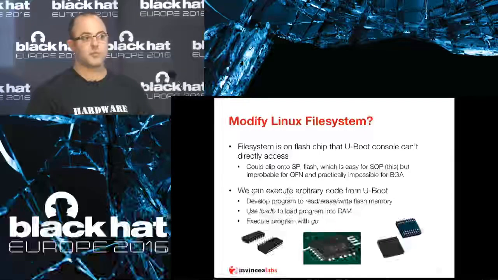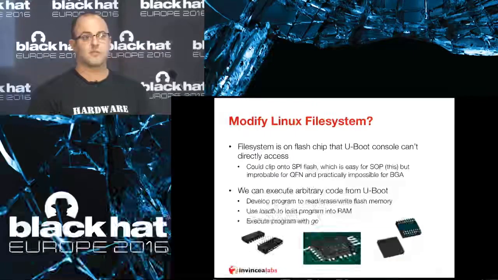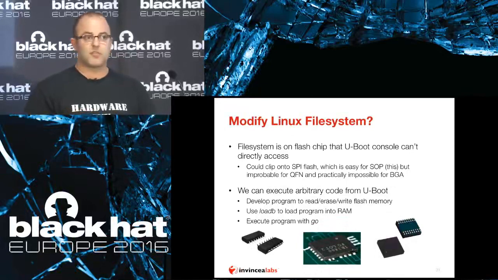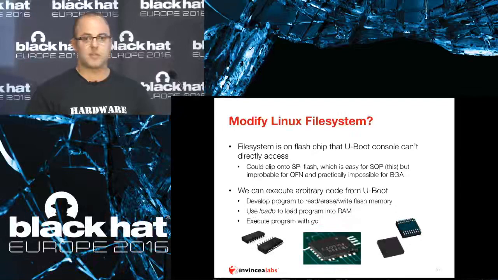A lot of the times in U-boot, there are functionalities for manually reading and writing flash, and sometimes even to mount file systems from flash. None of those were in this version of U-boot, so we couldn't arbitrarily access flash in the stock U-boot. We could try clipping onto the flash, and the package on here is a small outline package, SOP, pretty easy to clip onto and access with an external writer.